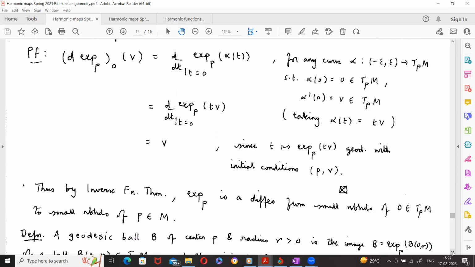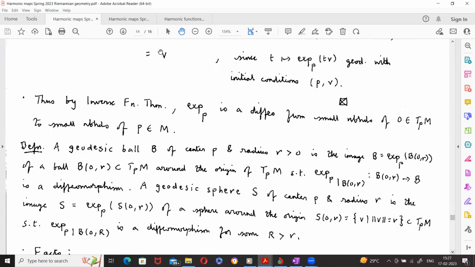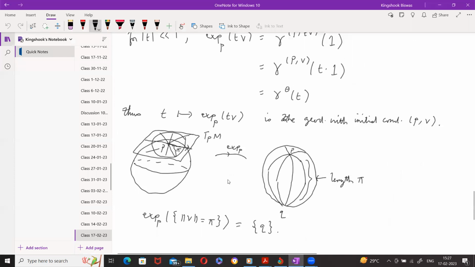Okay. So what does that mean? That means by the inverse function theorem, the exponential map will be a diffeomorphism from small neighborhoods of the origin in the tangent space to small neighborhoods of P in M, right? So you can see that in this picture here. If I take small balls in the tangent space, those will map to small spherical balls diffeomorphically in the manifold. So it will be a diffeomorphism from a small ball here to a small ball here, a small neighborhood of P here.